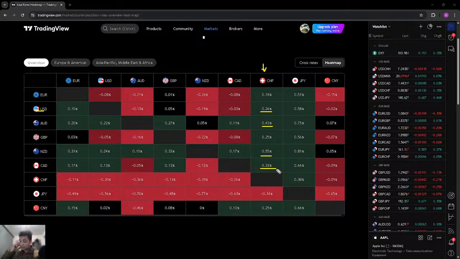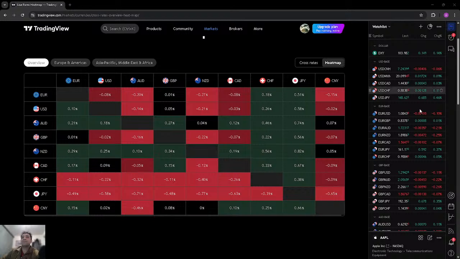So on the other hand, we can see the CAD is getting stronger. CAD is stronger, and if we see, the yens are really weak today. Yens are super weak today. That shows the weakness in the yens right here. And with the Swiss, we can see that Swiss is also weak. So Canadian dollar is stronger.